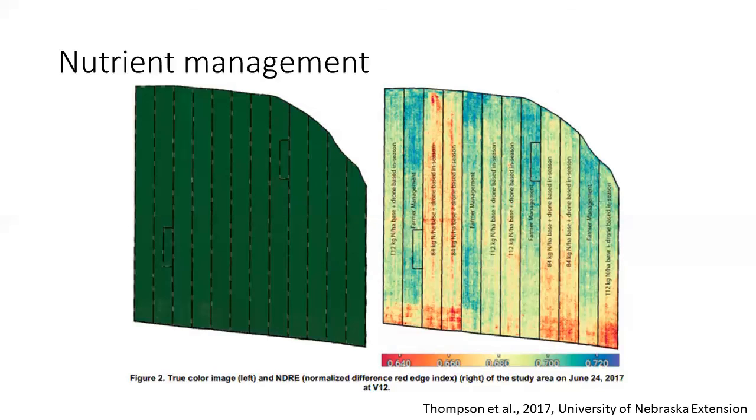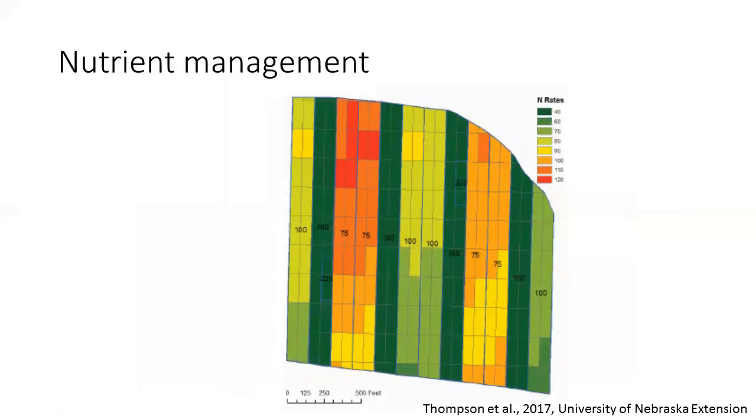And so based on this, you can see the left-hand image is essentially the image that you would get if you were just flying over and taking a picture. And so you can see there's not much variability there. But then when you use that index, then you can actually start to see some differences across the field. And then these can relate to how well the plants are doing, and then indicate about how much fertilizer needs to be applied. And so what they did was they were able to see and prescribe different rates of fertilizer based on what they saw in those images.